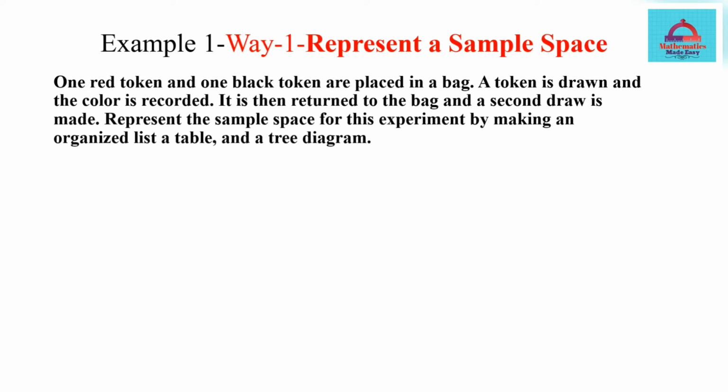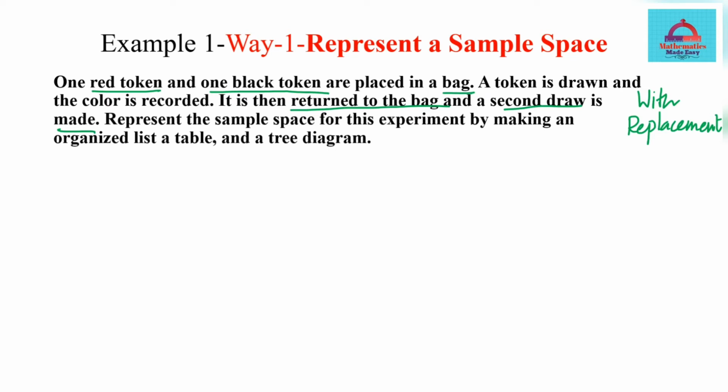So let's read the question first. There is one red token and one black token which is placed in a bag. A token is drawn and a color is recorded. It is then returned to the bag and a second draw is made. The important point here is that this is a question on with replacement, because after you pick up the first token, you are then putting it back after noting the color. So the second draw is then made.